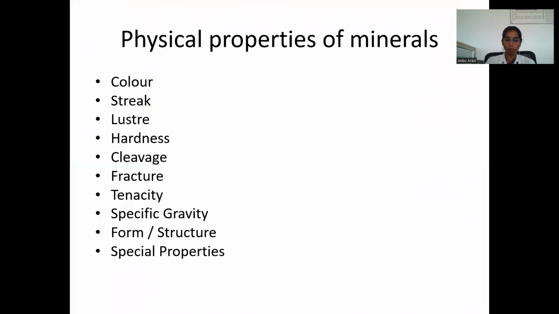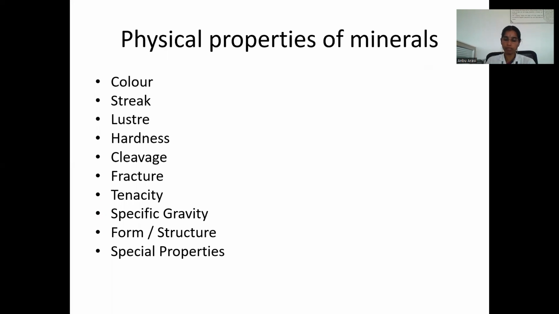Next, physical properties of minerals. So minerals have some physical properties. What are these physical properties? That is color. Minerals have some colors and minerals have some streaks. So let's see them one by one. First, what are the properties? Color, streak, luster, hardness, cleavage, fracture, tenacity, specific gravity, structure, and some special properties.